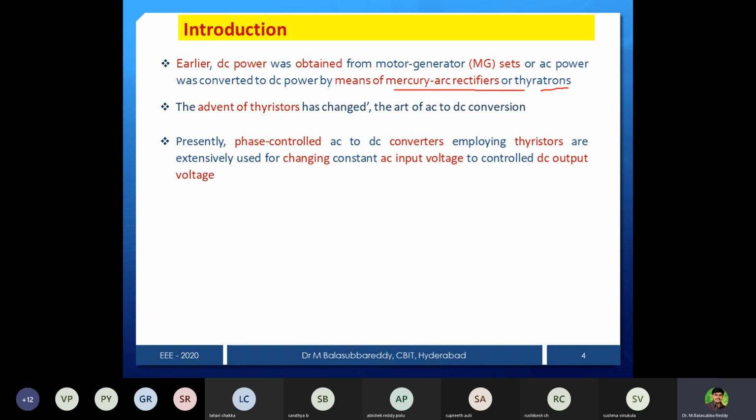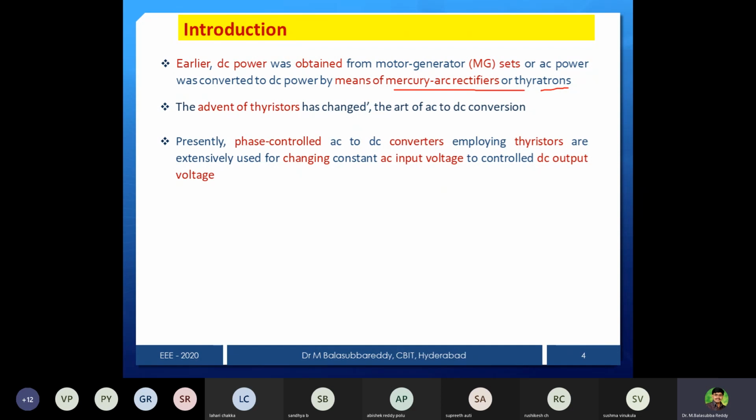Now we'll see the phase control rectifiers. It will convert AC to DC. It will convert fixed AC to variable DC by using thyristors. So changing a constant AC input voltage to a DC output voltage is the main function of a phase control rectifier. It converts fixed AC to variable DC by making use of a thyristor.